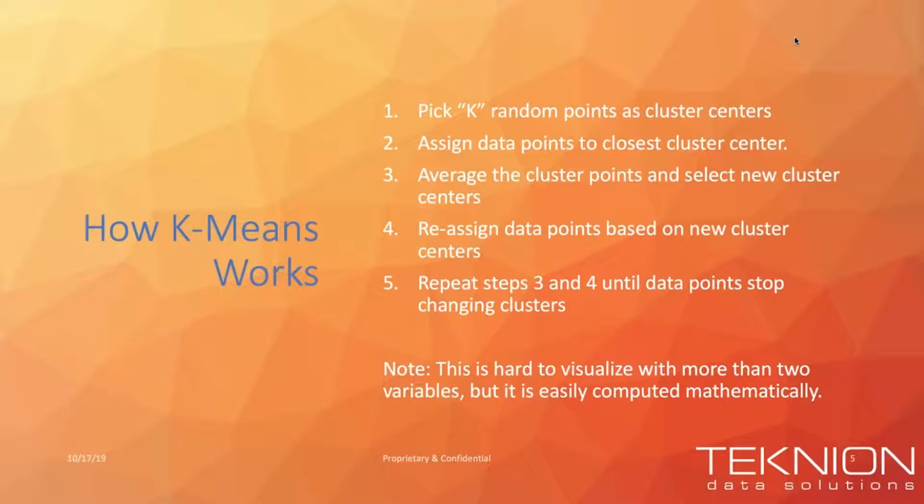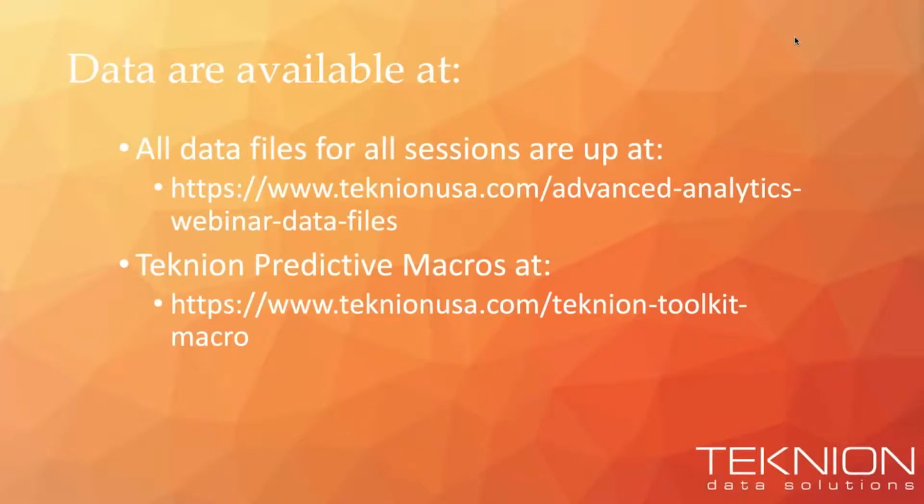In steps 3 and 4, we're averaging the points, and then we're reassigning data points based on new cluster centers. We're going to do that many, many times in the background until we iterate down to our solution. This is really hard to visualize, but with our data, I'll show you how to do this. It's not easy to visualize, but we'll think about it, see if we can figure out a way to show you so it makes more sense to you as we're working with our data. Okay.